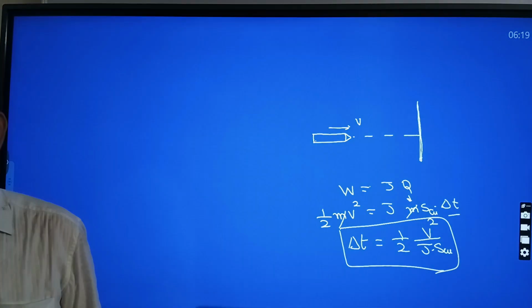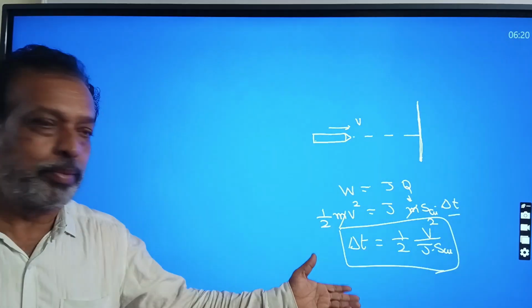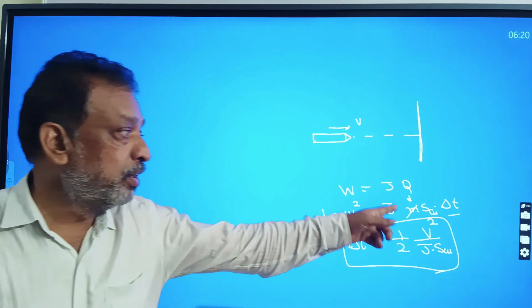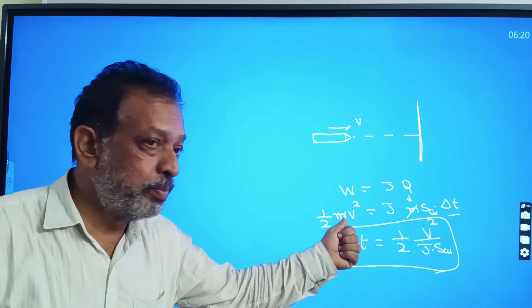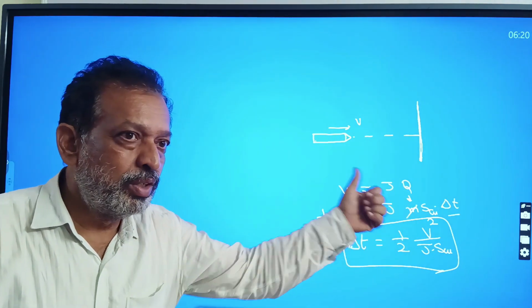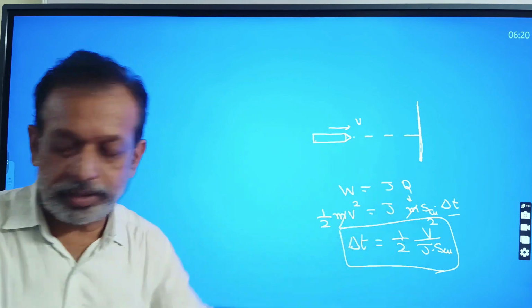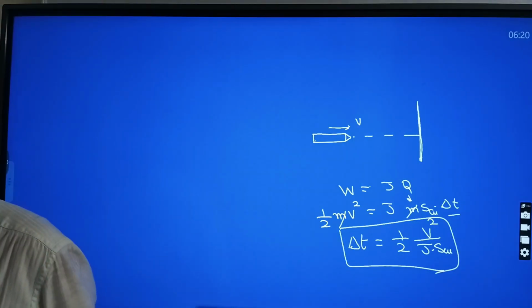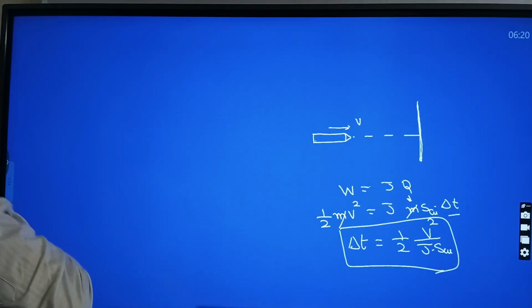What is the unit of heat you can write? You can write calorie, depending upon the case. If you are taking joule, then heat is also in joule. If you are taking calorie, then it is also calorie. Right. Now, next.